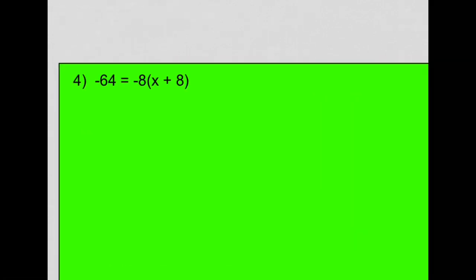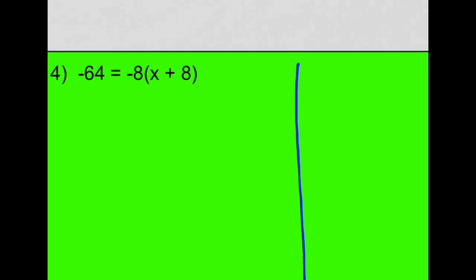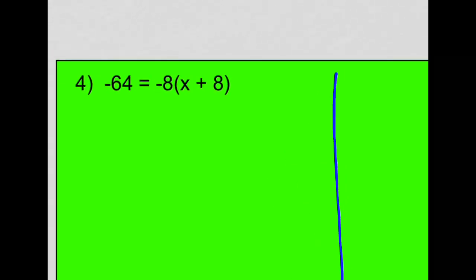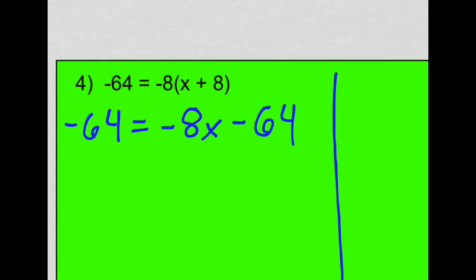You're going to see here how we get larger numbers when we expand these parentheses. So I'm going to divide my page again. And I'm going to use the shortcut method to expand the parentheses. So I'm going to have negative 64 equals negative 8 times x is negative 8x. And negative 8 times positive 8 is going to give me negative 64.